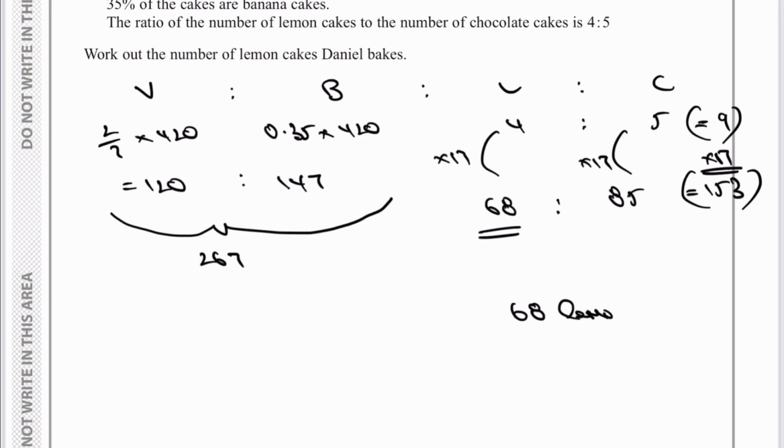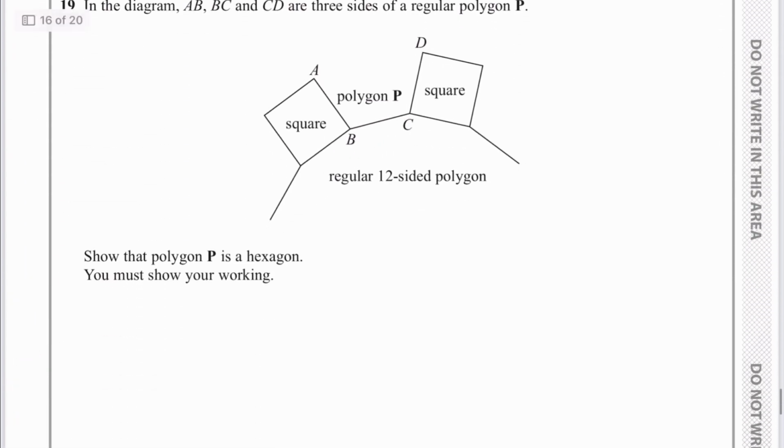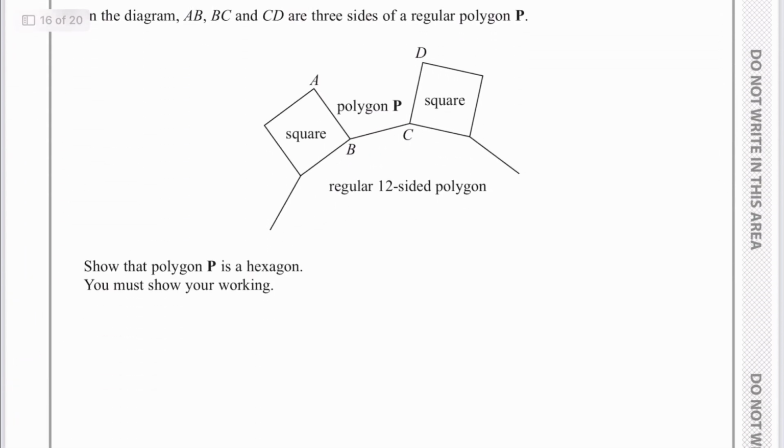Okay. Let's move on then to question number 19. Question number 19 is angles in a polygon. Again, fairly popular type of question. It's worthwhile getting to grips with these sorts of questions. They tend to be towards the middle end of the paper. Definitely worthwhile having a go at. Okay, so show that polygon P is a hexagon.